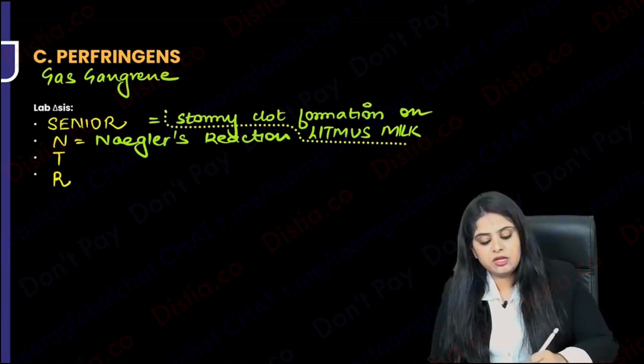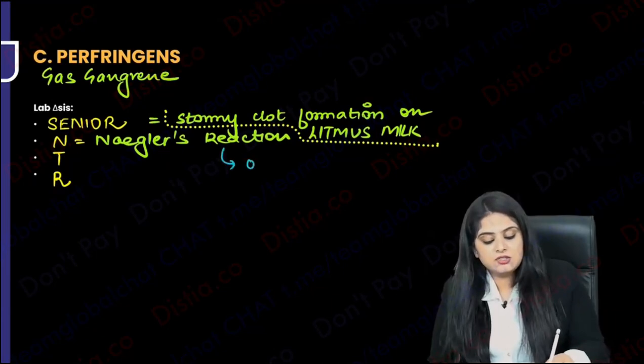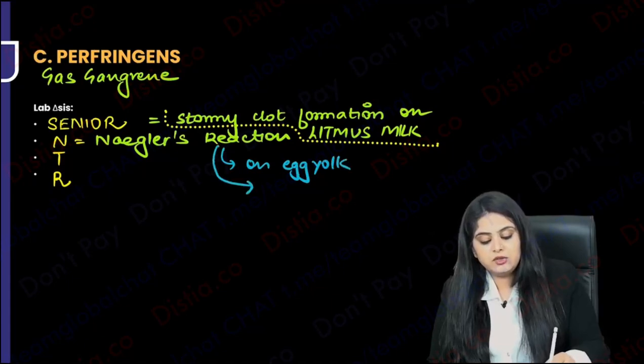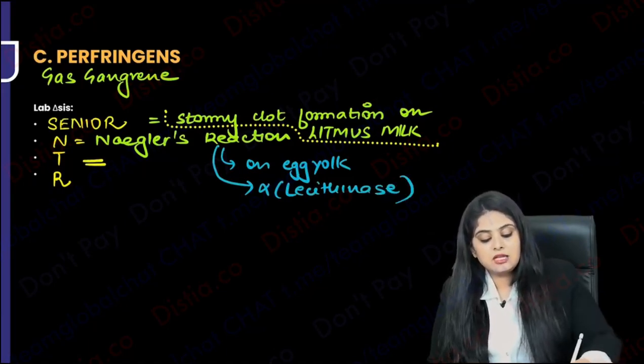S was for stormy clot formation on litmus milk. N is Nagler's reaction. Nagler's reaction is on egg yolk medium, and it measures what? It is going to measure the alpha toxin or the lecithinase toxin. Coming to the next, T is going to be for target hemolysis.